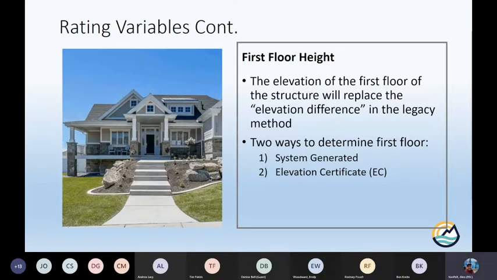Again, the legacy method didn't really consider elevations outside of the floodplain. So it's going to be a new way of looking at what the first floor of your structure is. Okay.